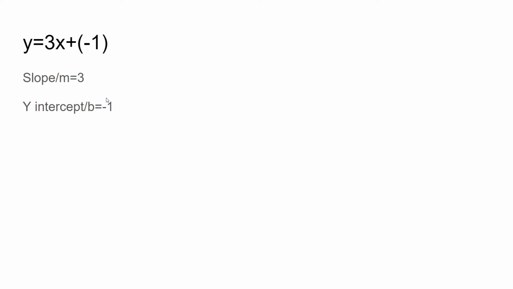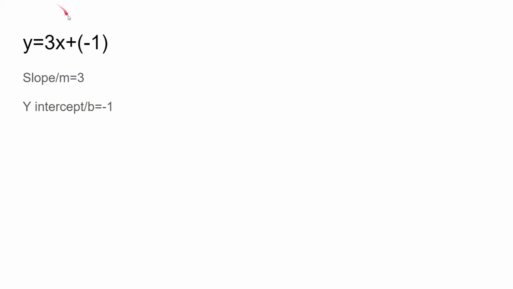The first thing that it is useful for is graphing things really quickly, if it is in slope-intercept form. So y equals 3x plus negative 1 is in slope-intercept form. The slope is 3 and the y-intercept is negative 1. And this is actually the equation we did last video, if you can remember that.